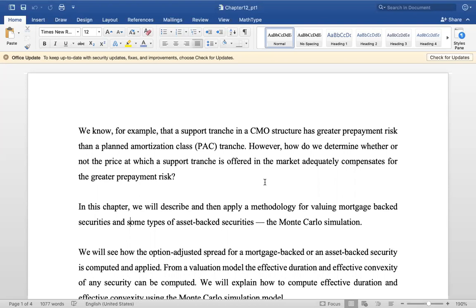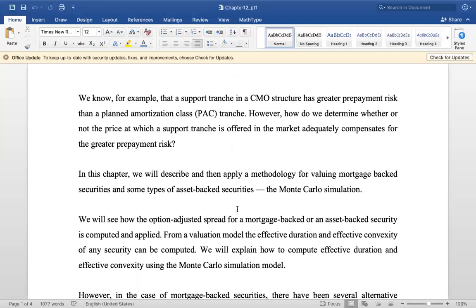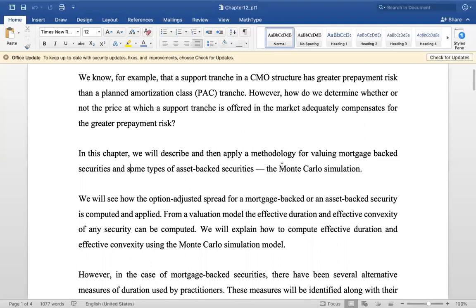We know, for example, that a support range in a CMO structure has a greater prepayment risk than a planned amortization class range. However, how do we determine whether or not the price at which a support range is offered in the market adequately compensates for the greater prepayment risk? So in this chapter, we will describe and then apply a methodology of valuing mortgage-backed securities and some types of asset-backed securities. And obviously, we will do this using the Monte Carlo simulation.